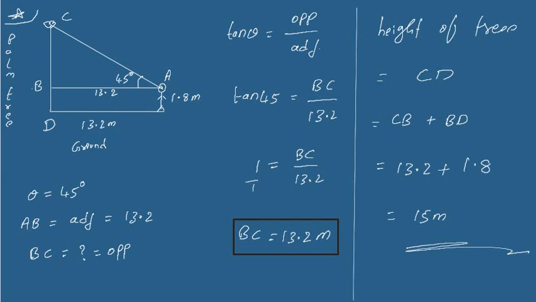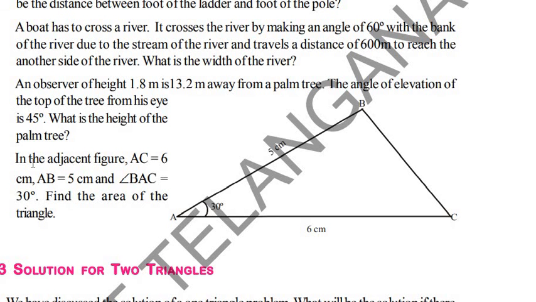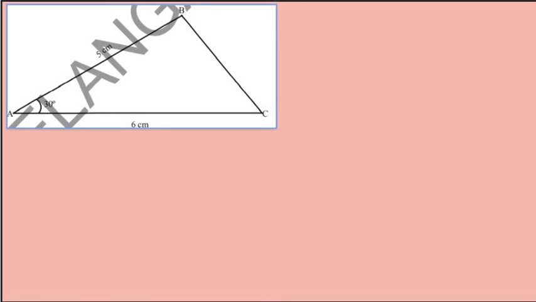Shall I explain once again? I said it is important, so you are asking me to explain again. In the adjacent figure it is given: AC is 6, AB is 5, the angle is 30, find the area of the triangle. What are they asking? Okay, this is the diagram they give. Area of the triangle, can anyone say the formula? Half into base into height, no?